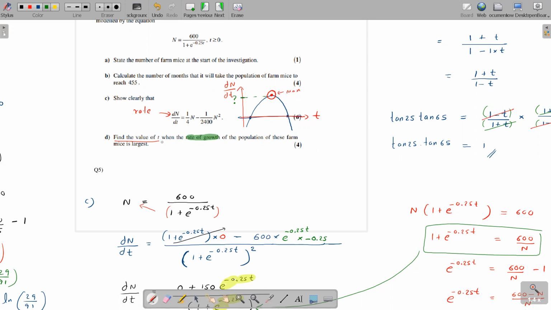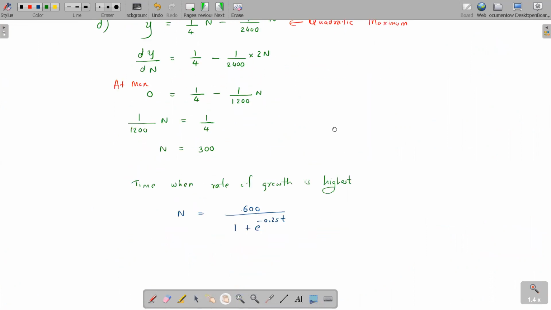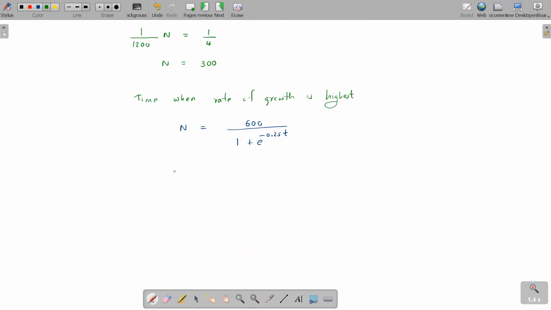Okay. So you get what I'm saying? If you put n as 300 here, you would get your highest rate for that. So n equals 600 over 1 plus e to the power minus 0.25 t. So let's put n is 300. 300 equals 600 over 1 plus e to the power minus 0.25 t. So 1 plus e to the power minus 0.25 t comes to the top, 300 comes down as a division.